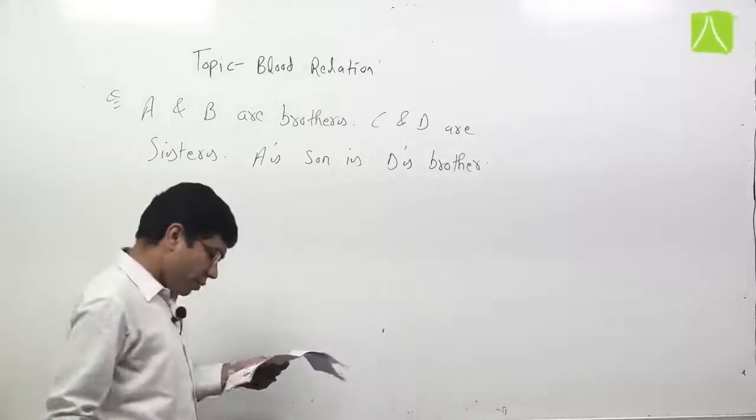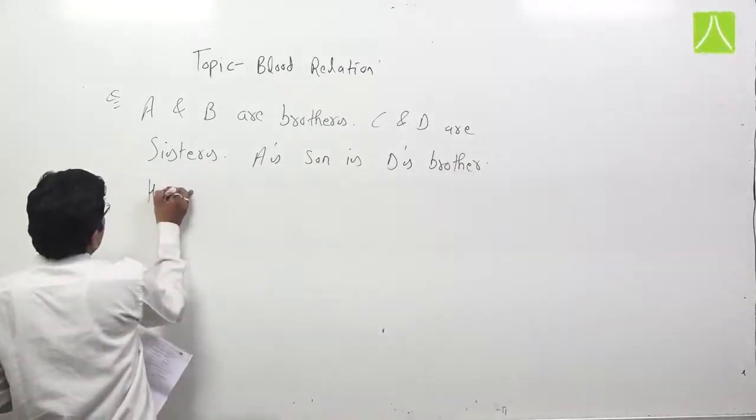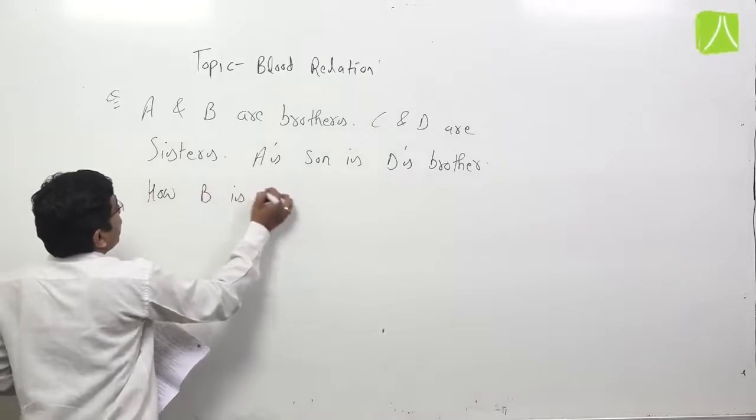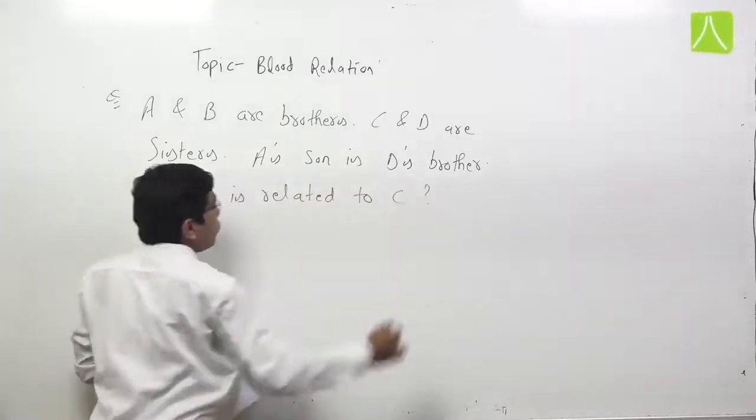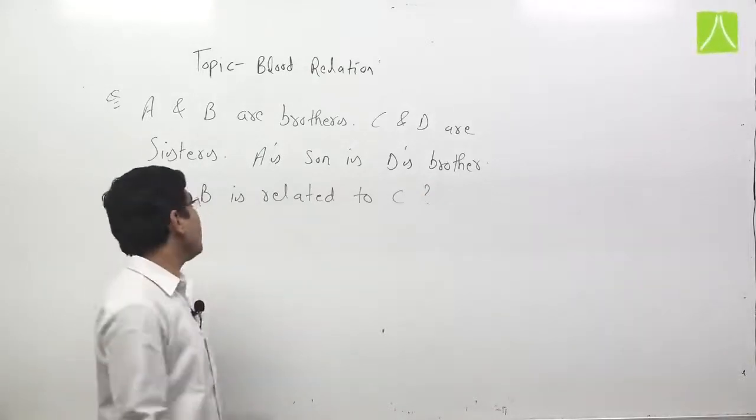A's son is D's brother. Question is, how is B related to C?